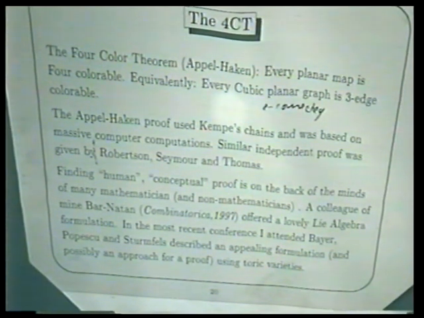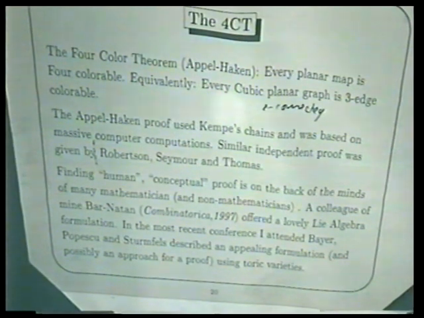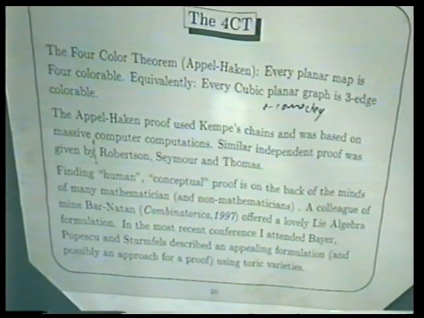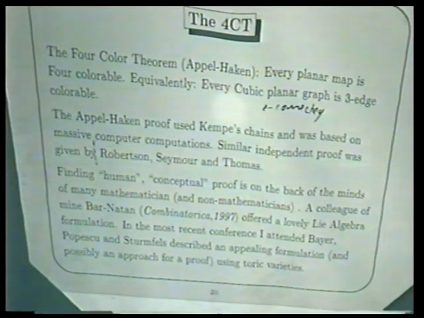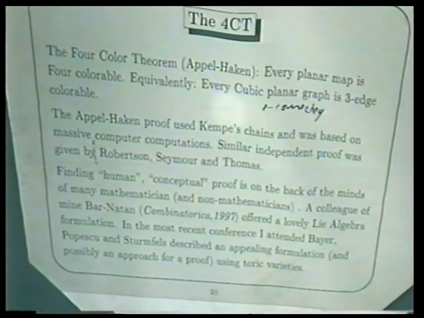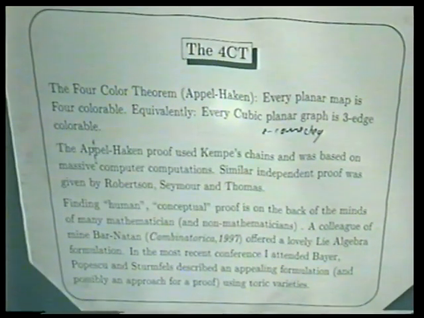It's a great scientific landmark, the heavy use of computers in proofs. All this was discussed. And finding a human conceptual proof is in the back of the mind of many mathematicians. So I can mention that Dror Bar-Natan offered some Lie algebra formulation. He's a colleague of mine. In the most recent conference I attended, I learned about some approach using toric varieties. And in the previous talk, Noga mentioned an approach using some polynomials and their coefficients.